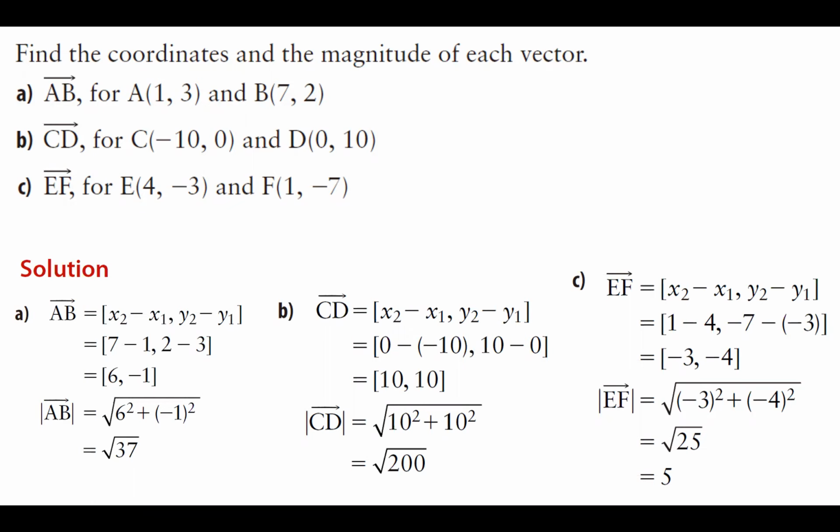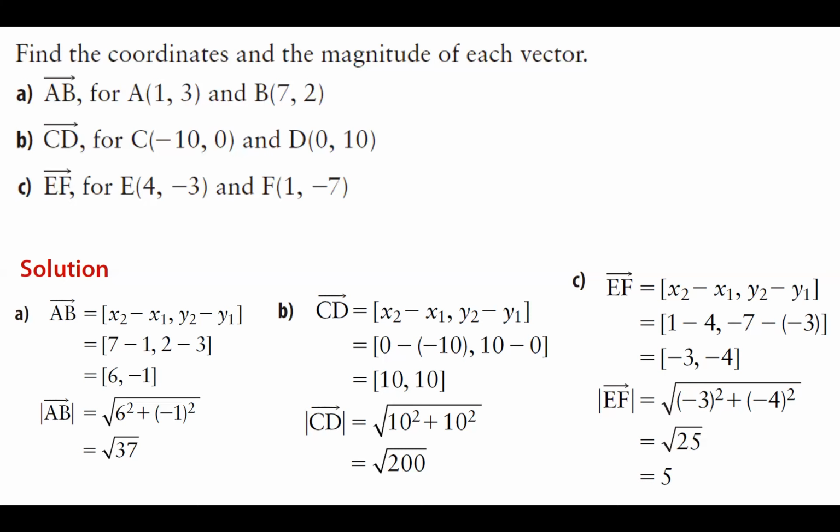And then the magnitude of vector AB is the square root of 6 squared plus negative 1 squared. This is the square root of 37. And for question B and C, the method is the same, right? The vector CD is 0 minus 10, then 10 minus 0. So vector CD is 10, 10. And the magnitude is the square root of 200.